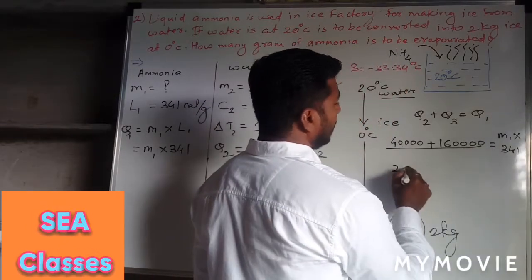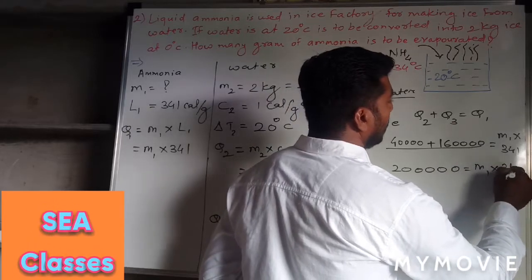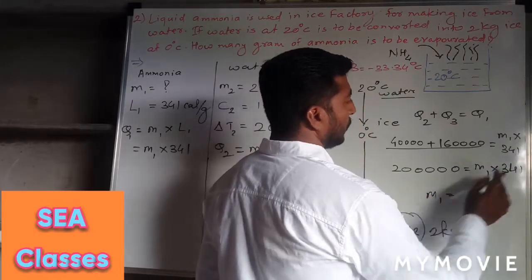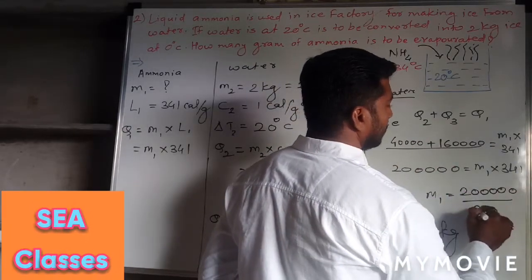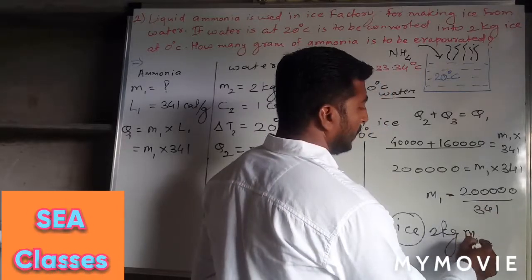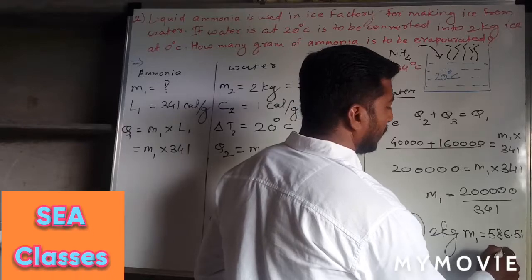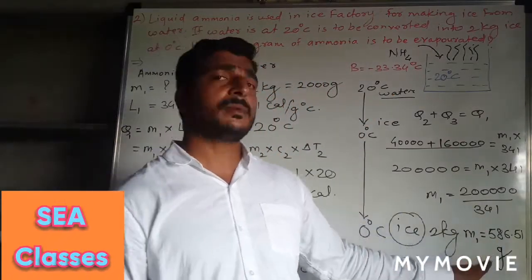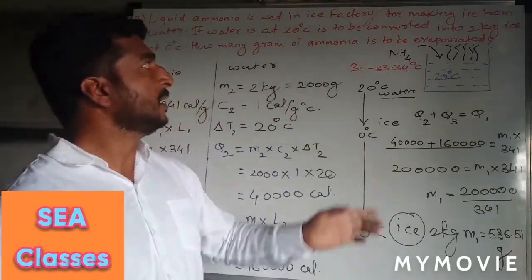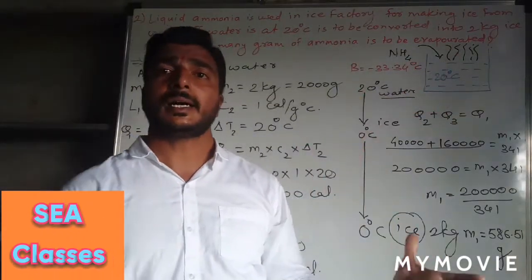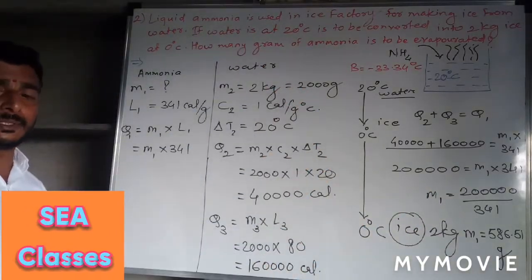So if you add this, you will get 2 lakh is equal to M1 into 341. So M1 will be equal to 2 lakh divided by 341. The value of M1 will be equal to 586.51 gram. So this much amount of the ammonia will be vaporized, evaporated when it is put into the water to form the ice in the ice factory. So in this way you can solve the second example.